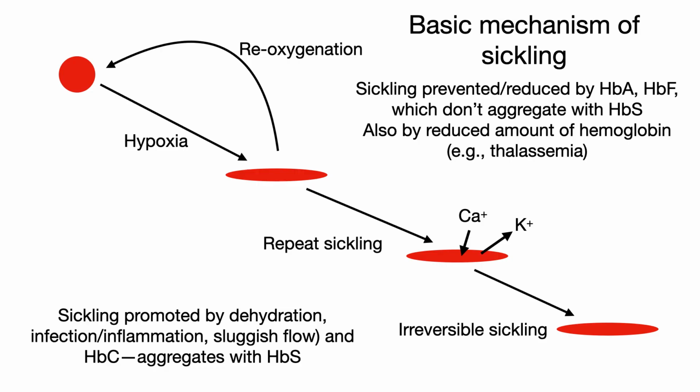However, some things promote sickling. You can think anything that dries things out, makes it more sludgy. So dehydration, anytime you make the red blood cells more prominent and the fluid less, that's going to promote it. Infection, inflammation can do it. Sluggish flow can do it. And then hemoglobin C is unlike hemoglobin A and hemoglobin F, and it actually causes more aggregation of hemoglobin S. And so it promotes sickling.